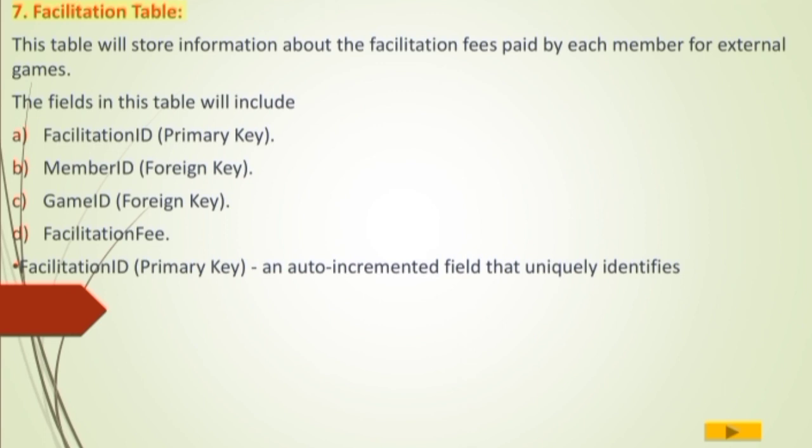7. Facilitation table. This table will store information about the facilitation fees paid by each member for external games. The fields in this table will include A. Facilitation ID primary key. B. Member ID foreign key. C. Game ID foreign key. D. Facilitation fee. Facilitation ID primary key, an auto-incremented field that uniquely identifies.